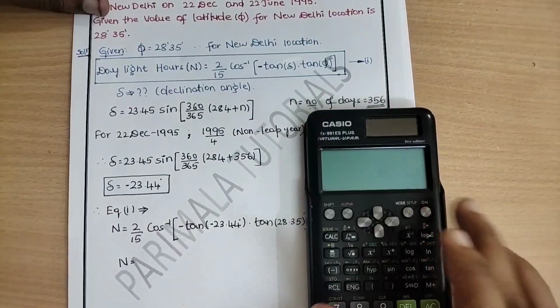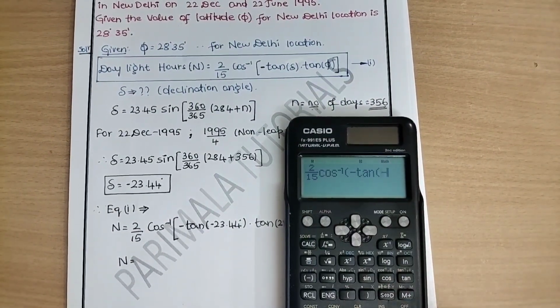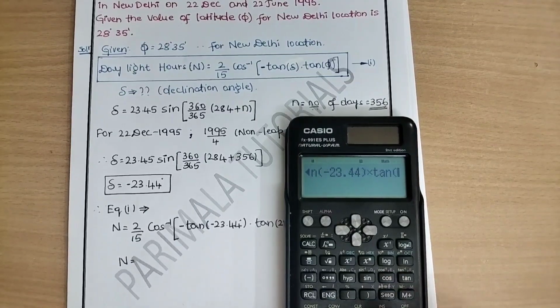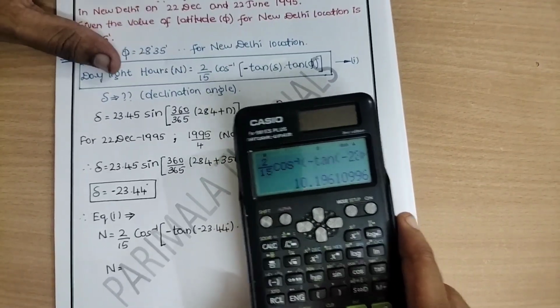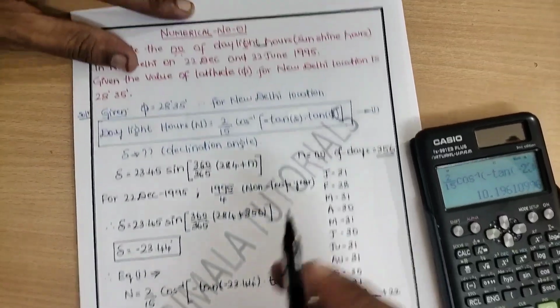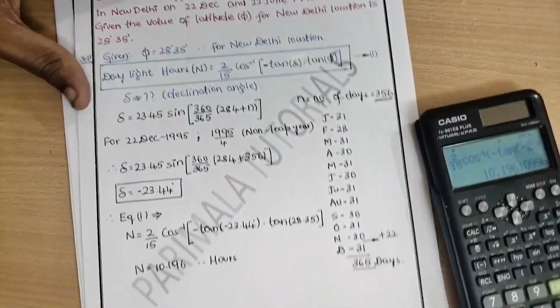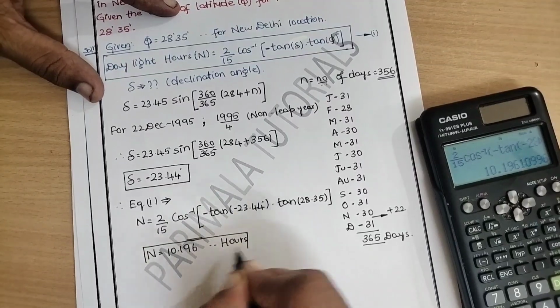N is equal to, yes, the answer is found to be 10.196 hours. The unit is hours. Why? Because it is the number of sunshine hours. So this completes the first part of the solution.